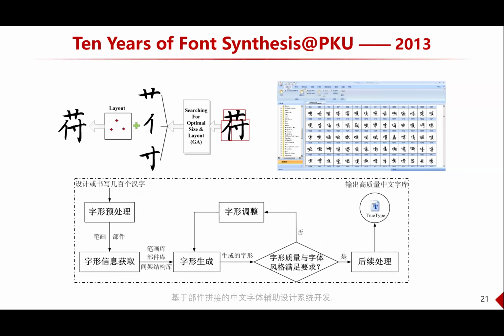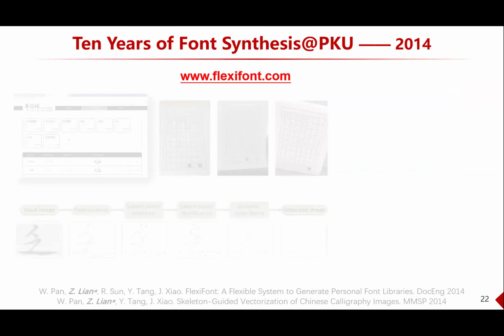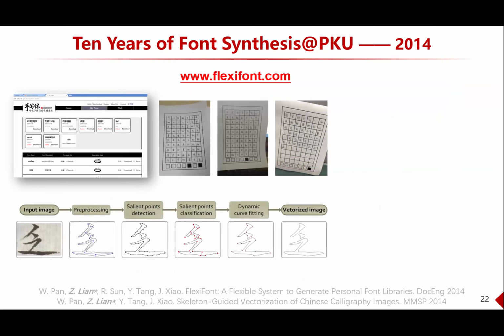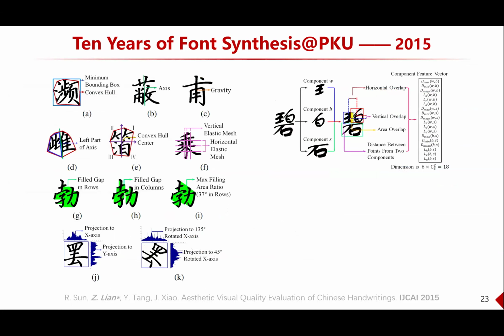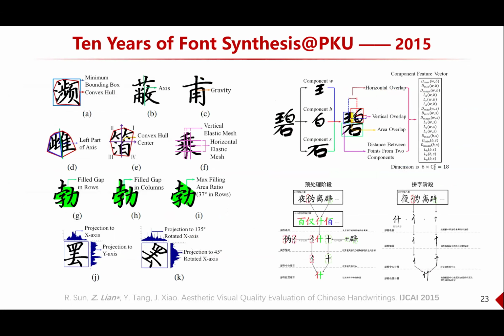And then we also released a website. This is our website, a free and publicly accessible online platform for creating Chinese font libraries, enabling ordinary people to easily create their own handwriting Chinese fonts. Through this platform, we have collected a huge amount of handwriting data, especially Chinese characters, in the last 10 years. And we also proposed algorithms by exploring the aesthetic rules of Chinese calligraphy. We can automatically evaluate the visual appearance of Chinese glyphs and use this to enhance the synthesized glyph results.